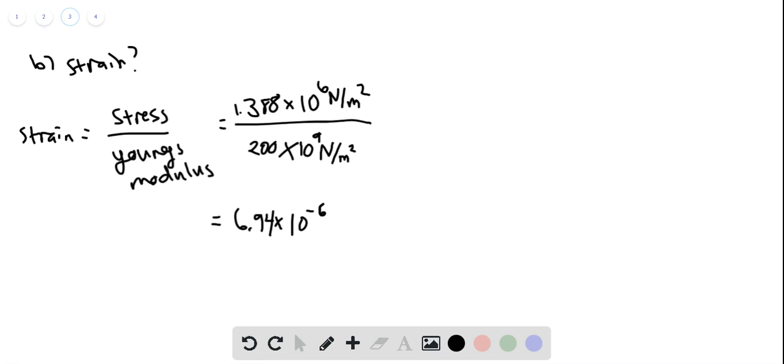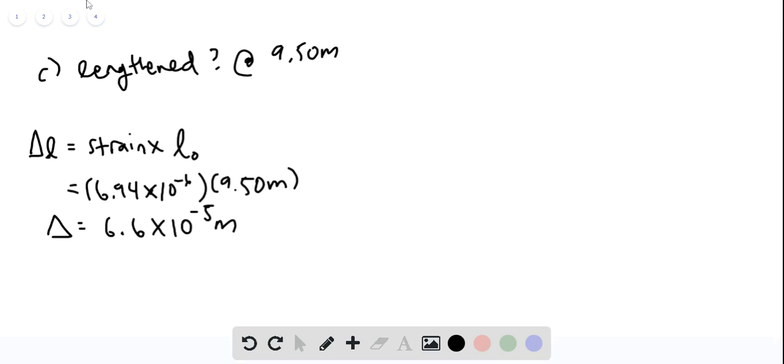And you'll multiply this number by the initial length, right? Because if the girder is 9.5 meters long, then it started at 9.5 meters, and how much is it extended by? I should put a delta L here. So it's lengthened by 6.65 times 10 to the minus 5 meters. So it's a very small number, but it is lengthened a little bit.